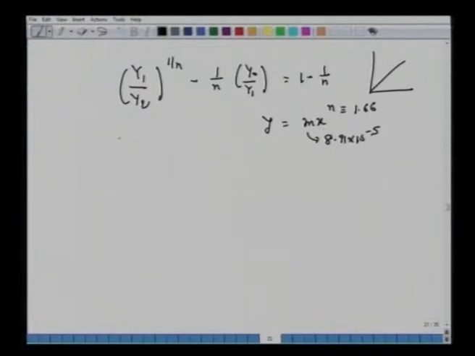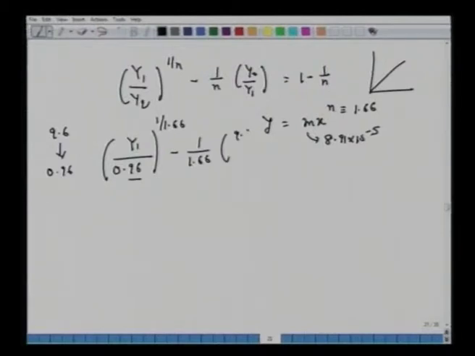So now we can put back here, Y1 is the intermediate value, which we are supposed to calculate from here. Y2 is the exit concentration of treated wastewater, which is 0.96. So we are going to reduce from 9.6 to 0.96. Minus 1 over n, which is 1.66. Here we have 1 over 1.66. Y0 is 9.6. And Y1 we are going to calculate equals 1 minus 1 over 1.66.